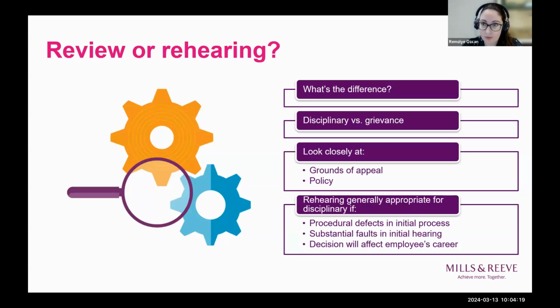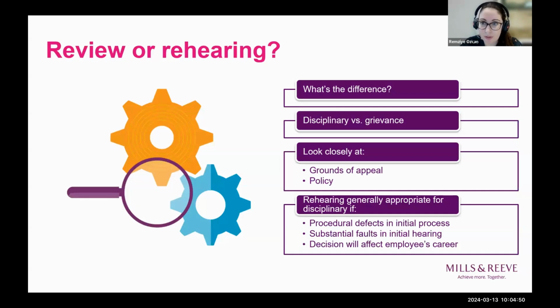Now, from a grievance perspective, it's important, of course, to offer a right of appeal. The ACAS code requires that in terms of fairness, but it's also important because it demonstrates that an employer is taking the appeal seriously and taking the entire process seriously. Equally important from a disciplinary perspective, because the appeal is often a key ingredient in potentially defending an unfair dismissal claim, and it is important again in terms of the overall fairness.